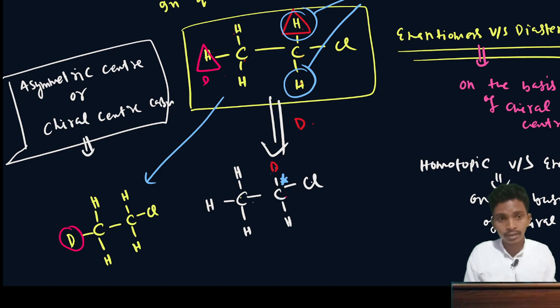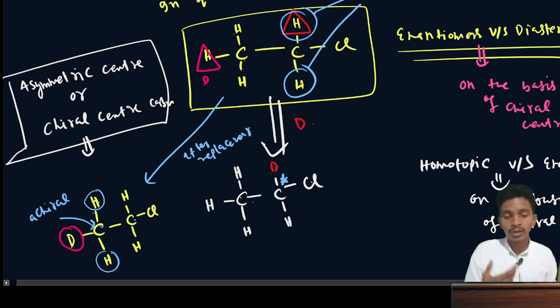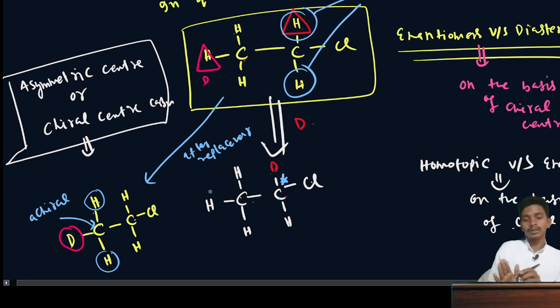Here you see that these atoms and these atoms are the same. This is different and this is different, but these two are the same. So it can never be a chiral center. So after replacement, if you are not getting a chiral center, then those hydrogens are homotopic. Okay, so we understand the points.